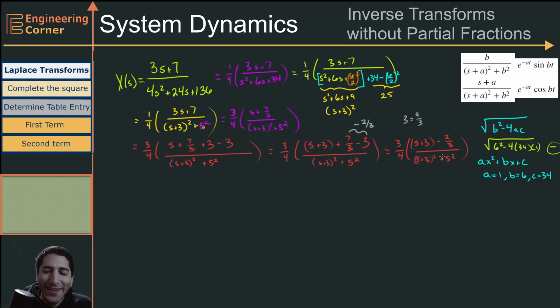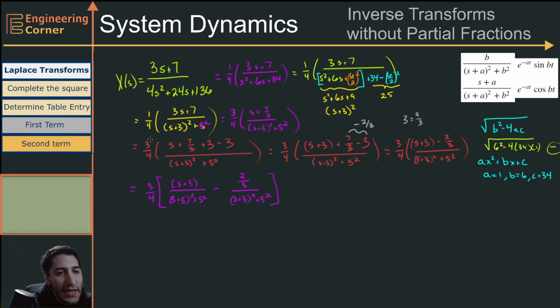Now, what happens here? Well, I can't use this yet. Not yet. But I can split this up into 2 different terms. So when I split this up into 2 different terms, I get this is equal to 3/4 times s plus 3 divided by s plus 3 squared plus 5 squared minus 2 over 3 times s plus 3 squared plus 5 squared. And okay, so now this is real good.